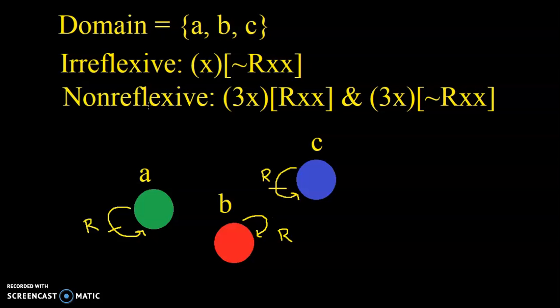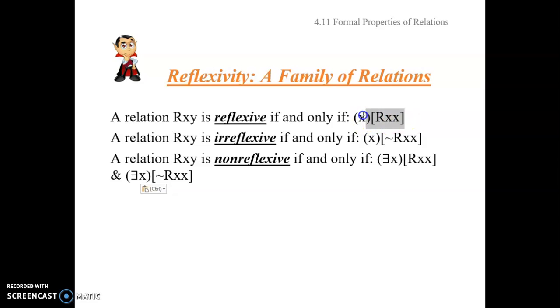There's one slight exception to that, but they are mutually exclusive and mutually exhaustive, meaning you pick a relation R out of a hat, it's going to satisfy one of these three properties and only one of these three properties. The only exception to that is when you have the empty domain. On the empty domain, let's take a look at this. On the empty domain, this is going to be true and this is going to be true. So that's the only case where they're not exclusive. But basically, if you're dealing with a non-empty domain, then these are mutually exclusive and mutually exhaustive categories.